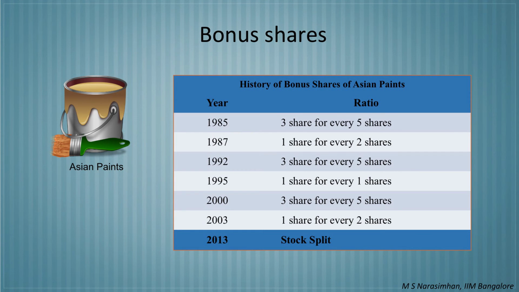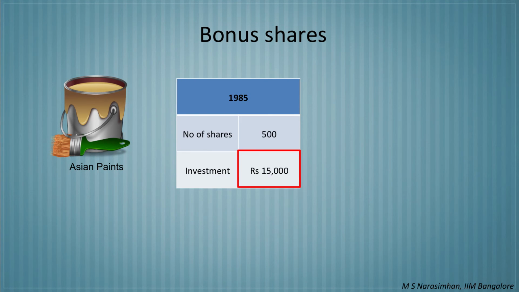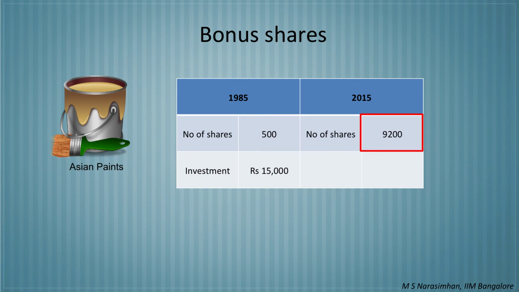Companies like Asian Paints issued bonus shares periodically. During last 2 decades, Asian Paints issued 6 bonus shares. Suppose you had 500 shares in 1985 and you have invested 15,000 rupees in Asian Paints. You would be holding today 9,200 shares as on March 2015, and your wealth now is nearly 740 lakhs. Reading the financial statement like Asian Paints is fascinating. You will see how this company creates value for its shareholders.